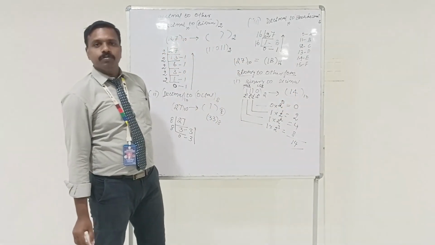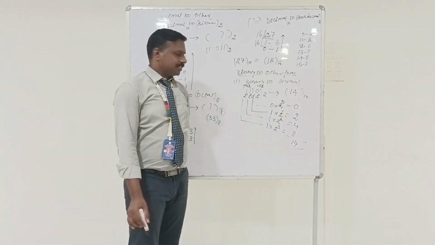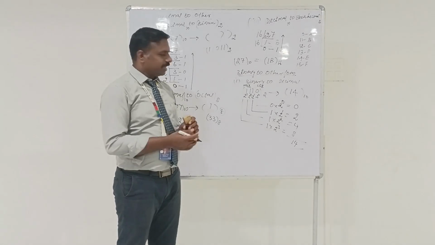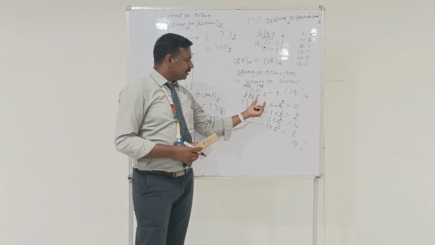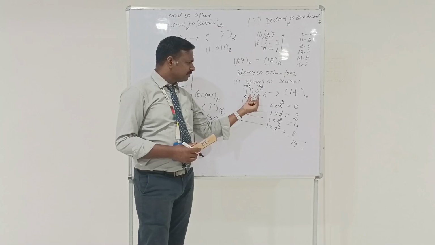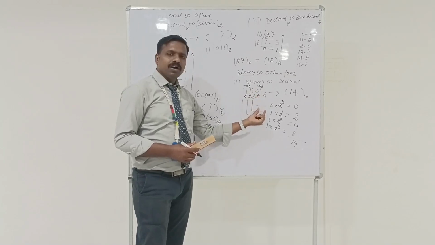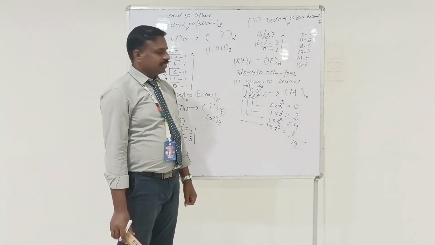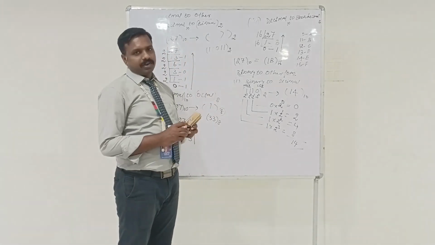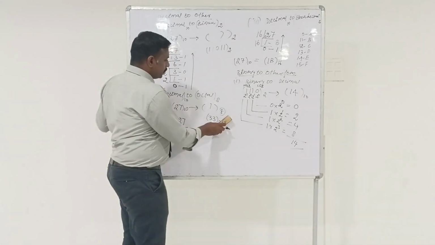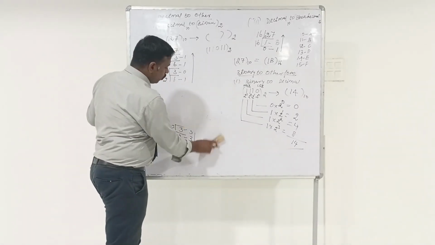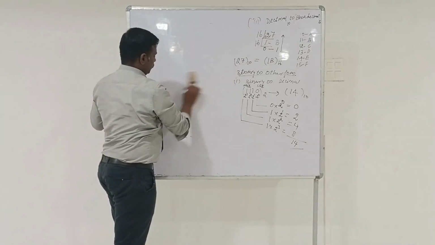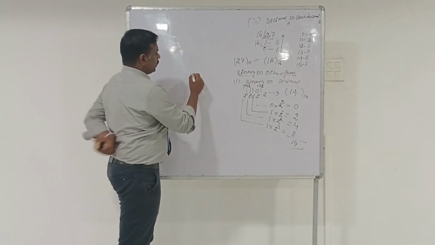This is a binary to decimal conversion. You understand how to do the binary to decimal conversion. It is nothing but multiplying each binary digit with its weighted value and making the sum, then we get the final decimal value. Next we are going to discuss binary to octal. How to convert binary to octal.